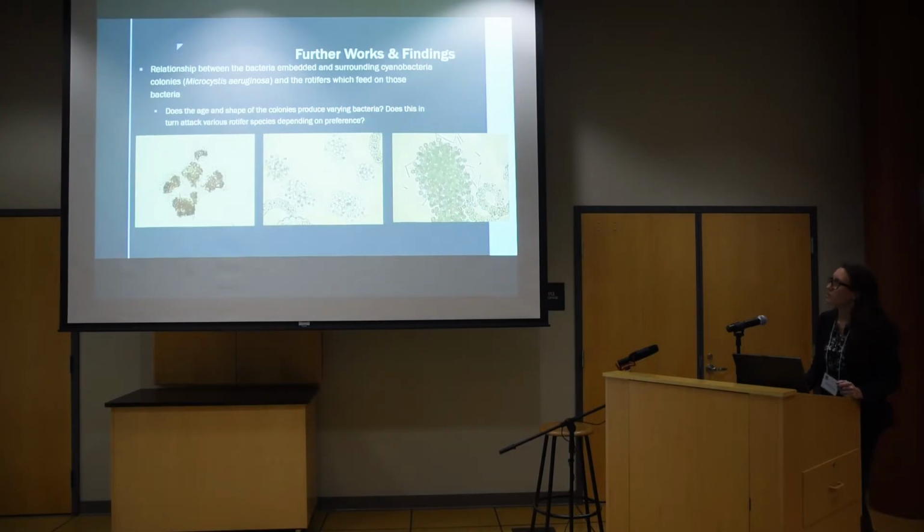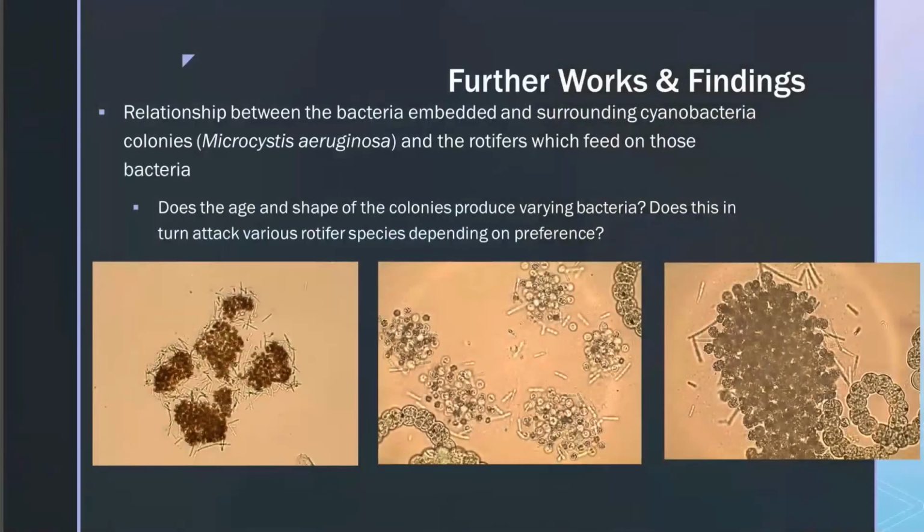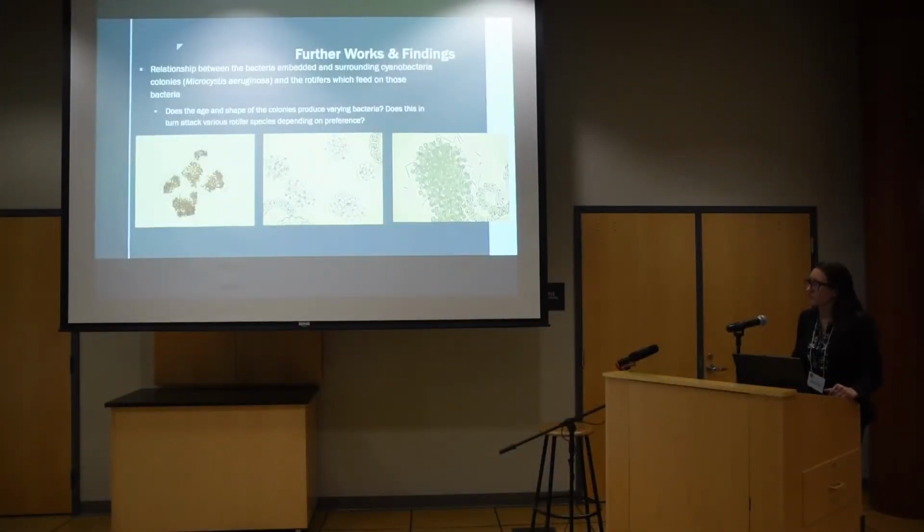And so for further work, these are all very zoomed in pictures of Microcystis aeruginosa, and you can see the little bacteria or little filaments around it stuck in the mucilage, and that raises the question: if the rotifers, such as Polyarthra, are feeding on the bacteria surrounding the Microcystis, then perhaps their populations are spiking because of the increased amount of bacteria with the clusters of Microcystis aeruginosa.